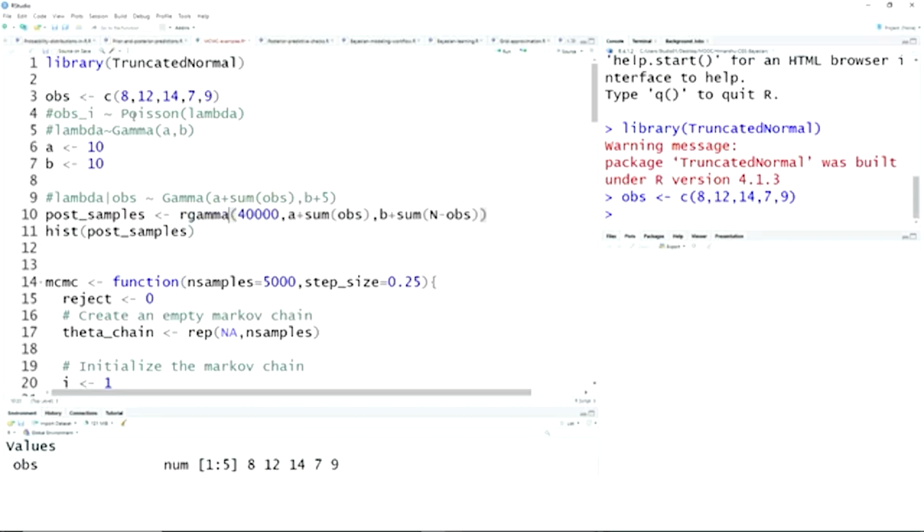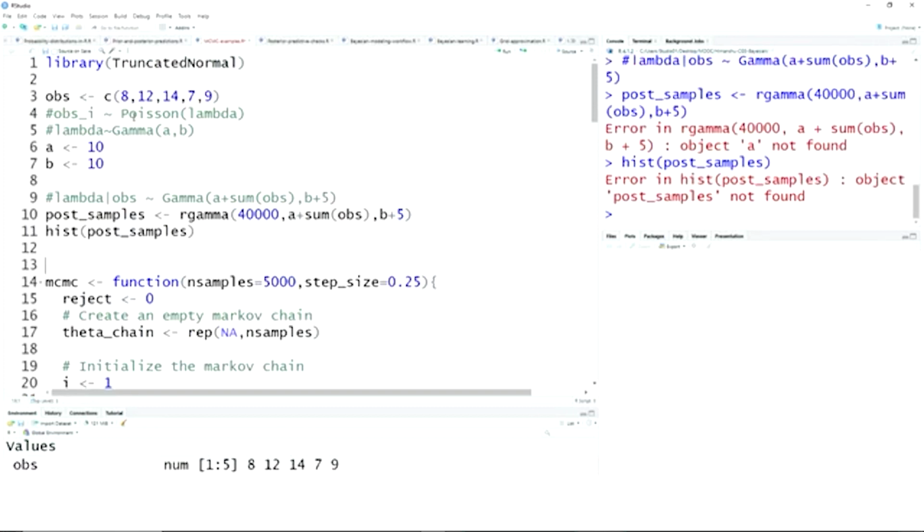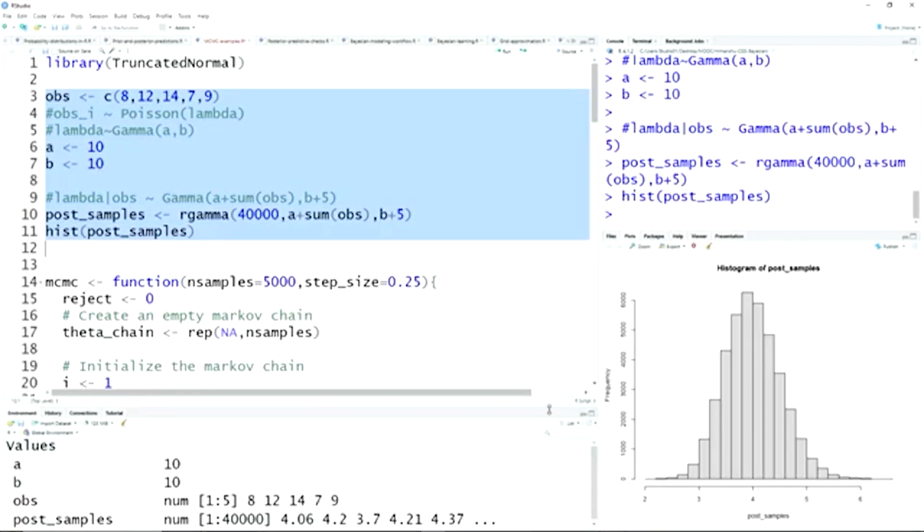It's a gamma distribution. Let me draw 40,000 samples from this. This would be A plus the sum of the observed data, and B plus 5. So this is how the posterior distribution of lambda looks. It's centered around 4, and the 95% probability mass is somewhere between 3 and 5. So let us calculate what range contains the 95% probability mass.